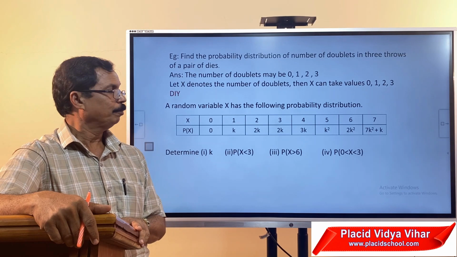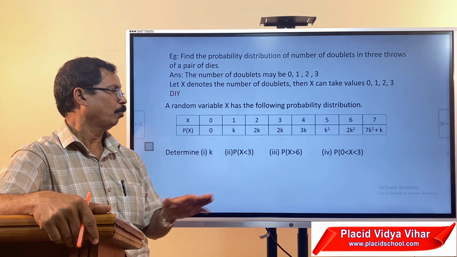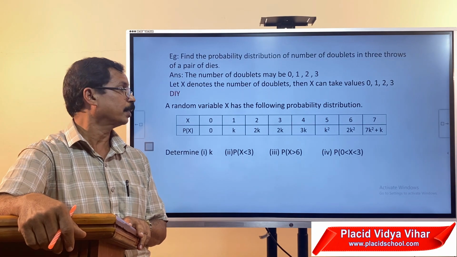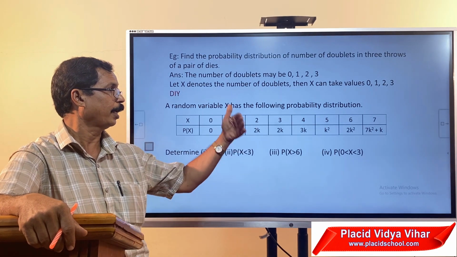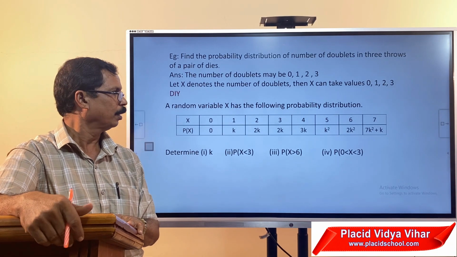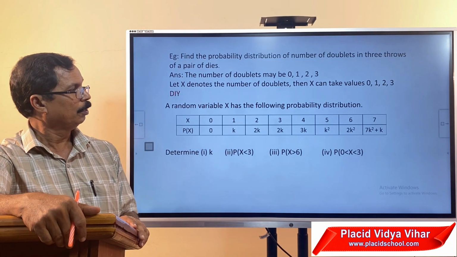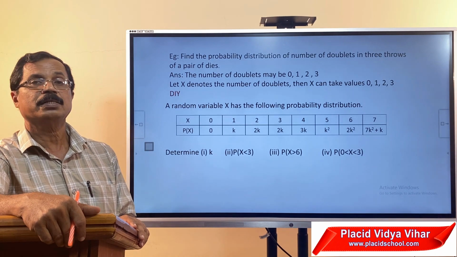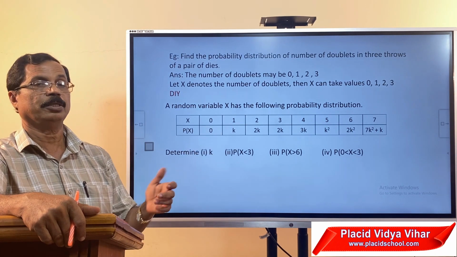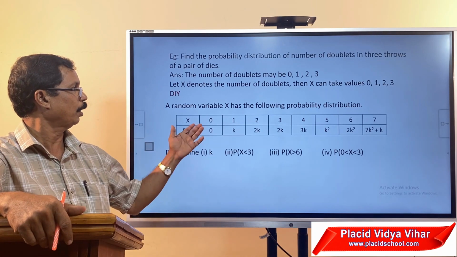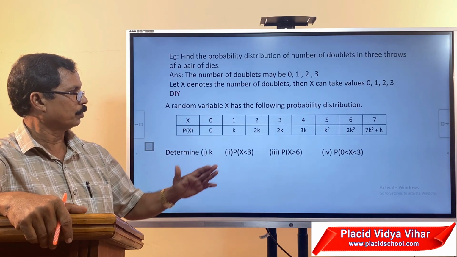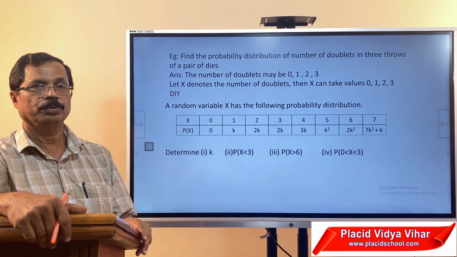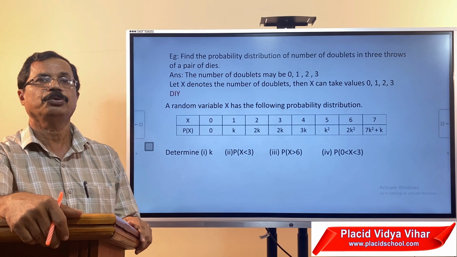Then what about the third? In the third, we need the probability of x greater than 6. That means the random variable is greater than 6, so there you have to take 7. Then what about the last one? The fourth question is the probability of 0 less than x less than 3. That means x lies between 0 and 3. There are only 2 values in between 0 and 3, so you have to take 1 and 2. Okay, got the idea? Do it yourself.